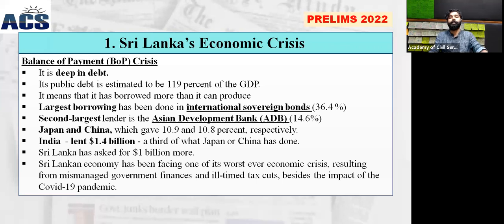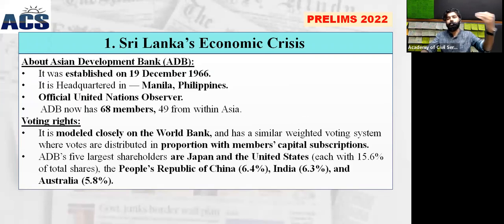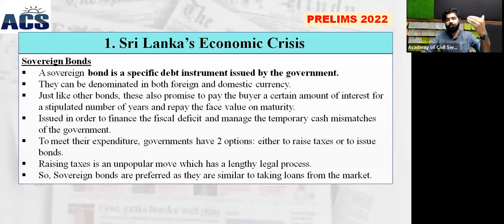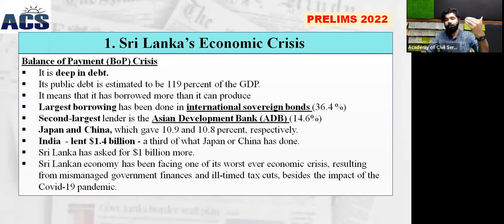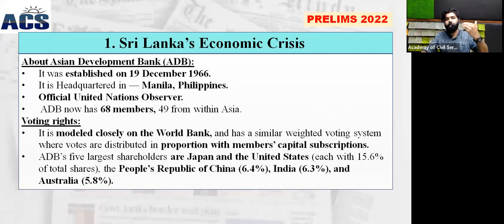The second largest lender of Sri Lanka is the Asian Development Bank, which accounts for 14.6%, and in the case of the sovereign bond, it is 36.4%. So if the second largest lender is the Asian Development Bank, then we need to study what the Asian Development Bank is. Another area of questions can come with regard to the Asian Development Bank as a regional bank, as an international institution.